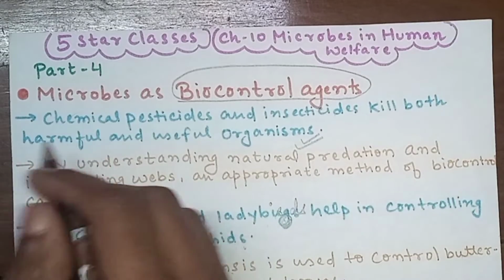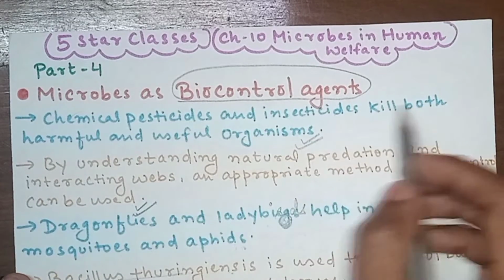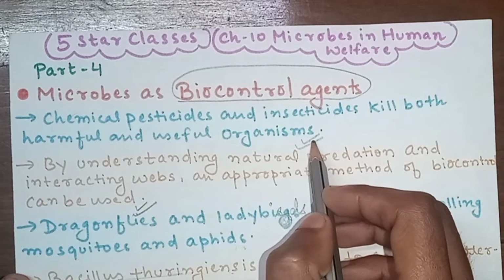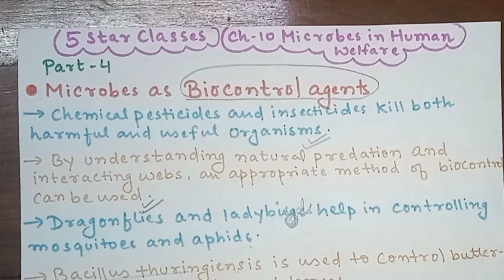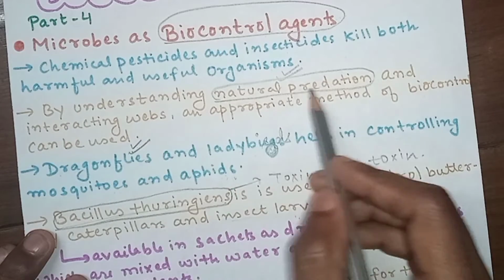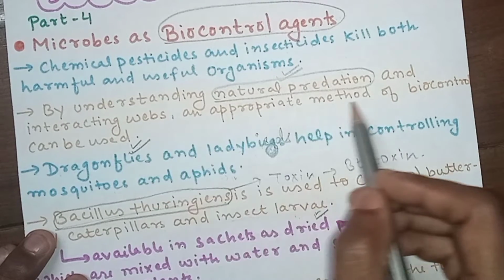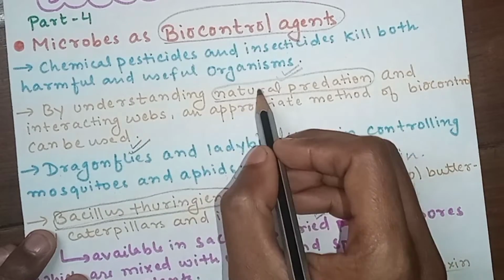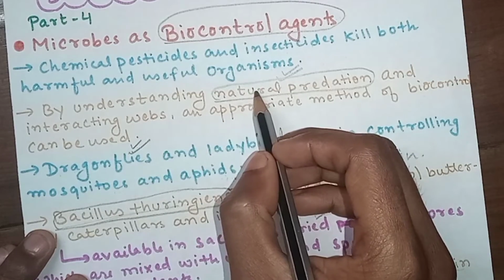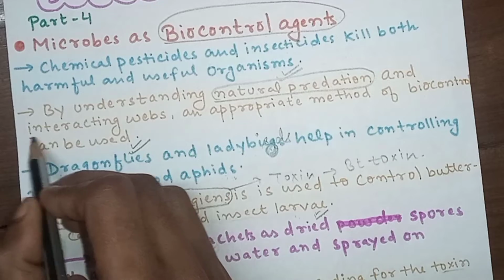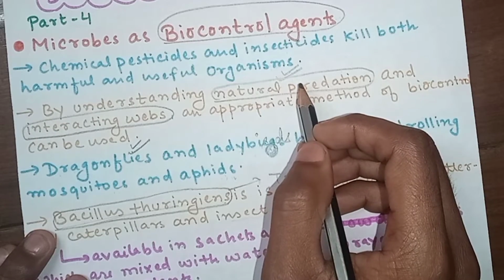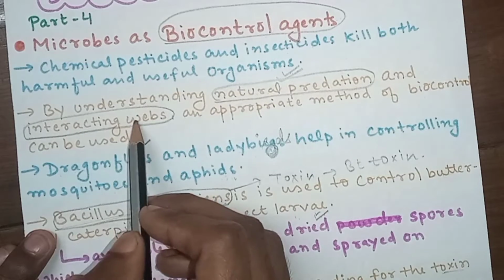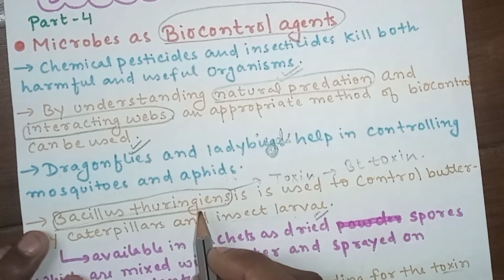Let's start now. Chemical pesticides and insecticides kill both harmful and useful organisms. We know that chemical pesticides and insecticides have an adverse effect on the desired plant as well as other organisms. By understanding natural predation and interacting webs, an appropriate method of biocontrol can be used. Natural predation is how an organism predates other organisms, and interacting webs means linkage between the organisms.